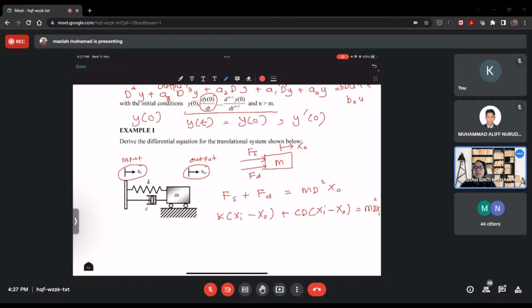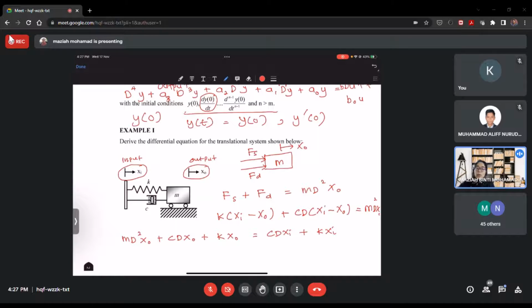All right, so now we're going to write it in the form of an ODE. We're going to separate the output to one side and the input to the other side. So the equation will become m d squared x naught plus cd x naught plus k x naught is equal to cd xi plus k xi.